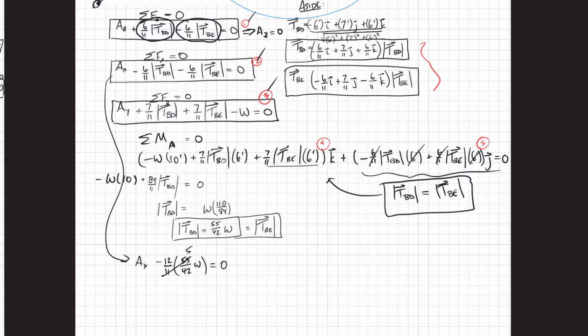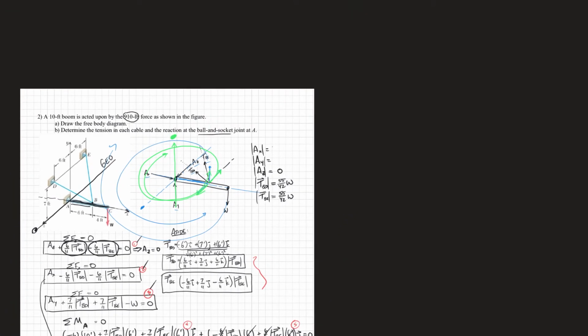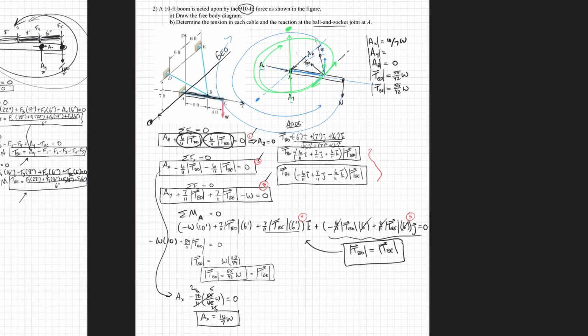So this is going to become a 5. 12 over 42, what can we do there? This becomes a 6, this becomes a 21, this becomes a 2, this becomes a 7, 10 sevenths. So AX equals 10 over 7 W. That's nice and clean. So we'll go over here, we've got 10 over 7 W. Now we're going to do AY.